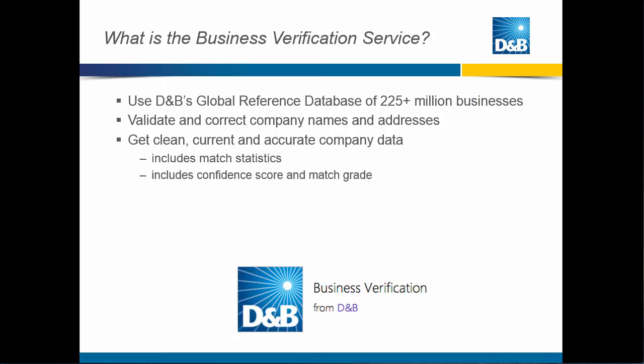So this Business Verification service is one method of accessing D&B's global validated reference database that has over 225 million business names, addresses, and all kinds of other information. In accessing this API, you will produce validated and corrected company names and addresses, and you'll get clean, current, and accurate company data with match statistics and confidence score and match grade out of D&B's custom matching algorithm.